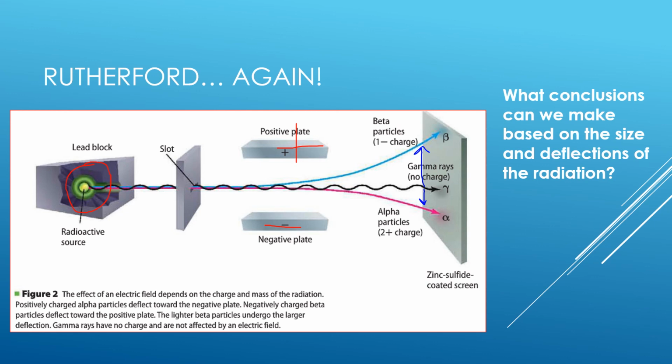So this says over here on the right-hand side, what conclusions can we make based on the size and deflections of the radiation? And the first thing I want you to look at are the directions of the deflections. So this blue line represents beta particles. And beta particles move up towards the positive plate. And we should know at this point that opposite charges attract. So because a beta particle moves up towards the positive plate, it must have a negative charge. Same with our alpha particles. The alpha particles move down towards the negative plate, sorry, so they must be positively charged because opposites attract. So one more time, let me erase my drawings here.